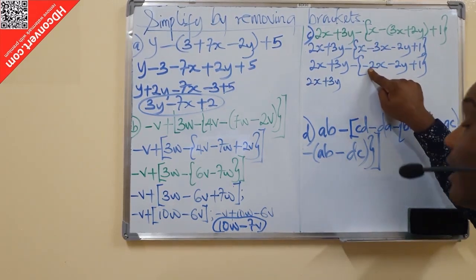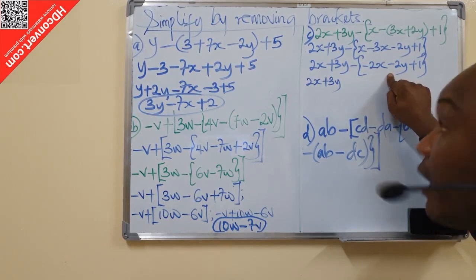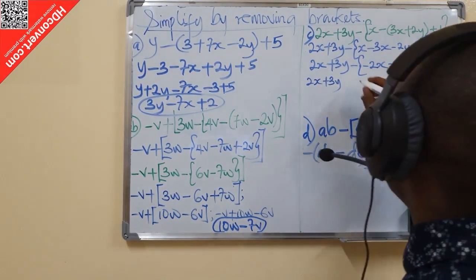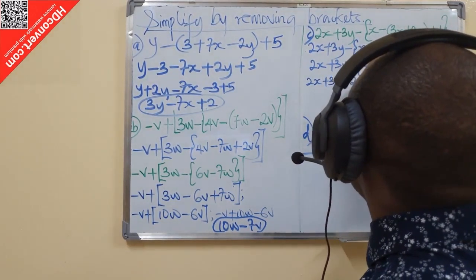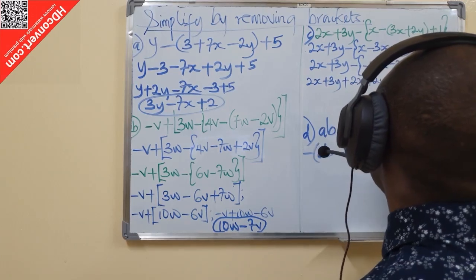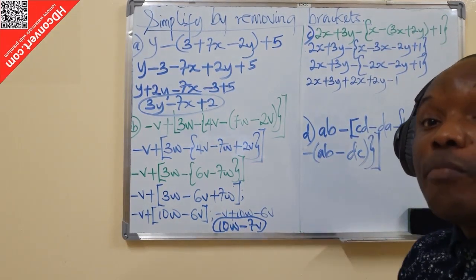And watch, negative 2x will change to positive. Negative 2y will change to positive 2y. Positive 1 will change to negative 1. So in that case, we just write it out: positive 2x, positive 2y, and negative 1. Now the whole bracket is opened.